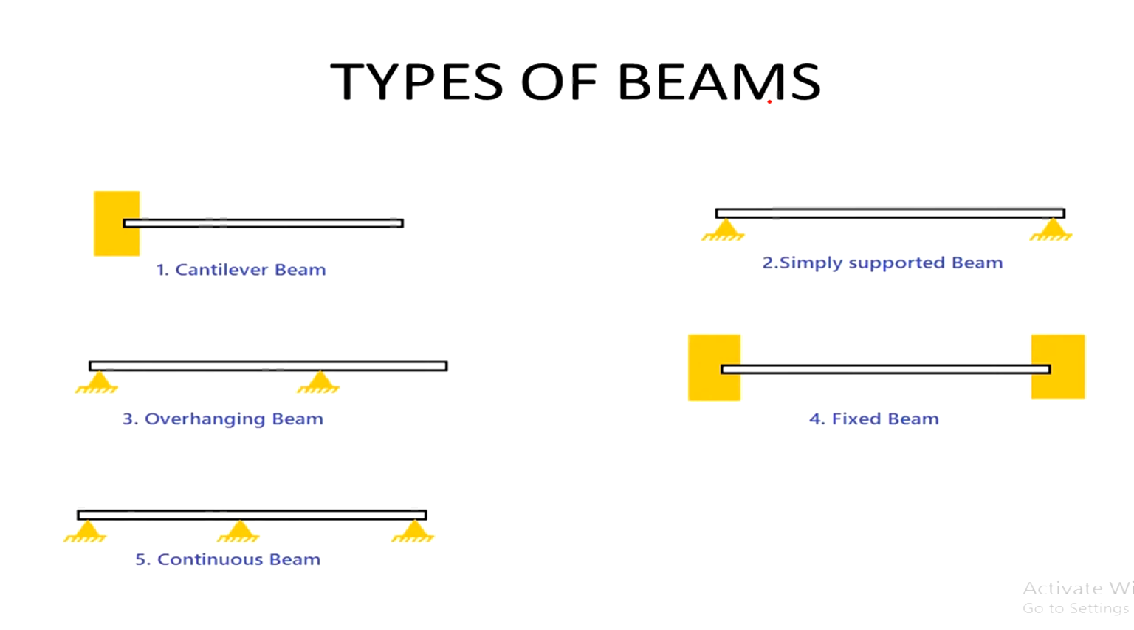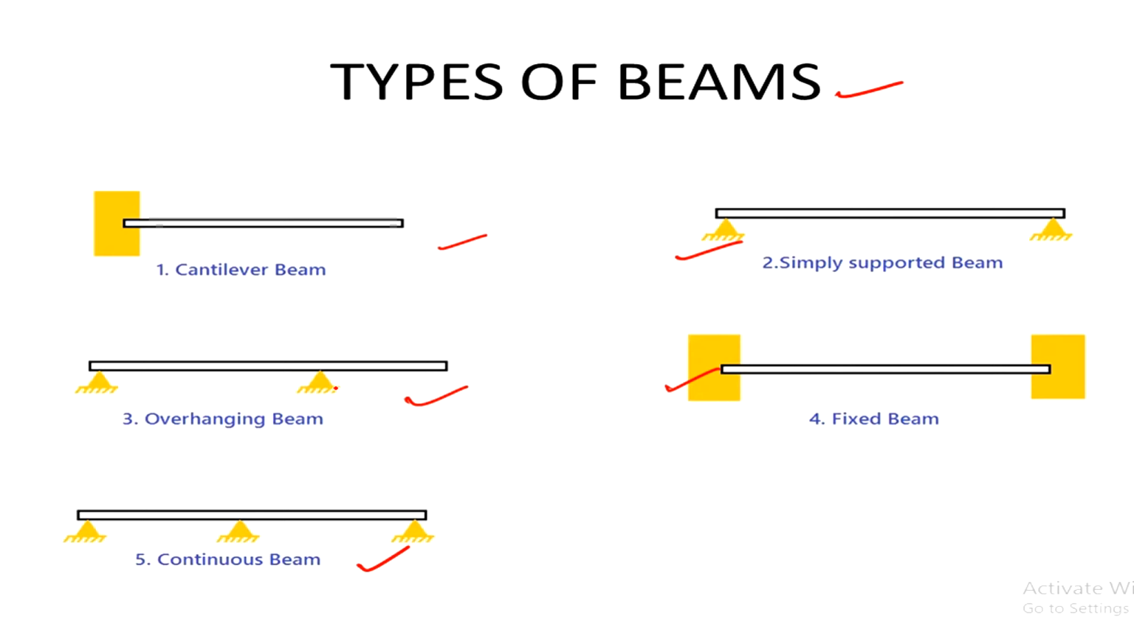The next will be the type of beams. This is the cantilever beam, this is the simply supported beam, this is the overhanging beam, this is the fixed beam, and this is the continuous beam. In this cantilever beam, one end of the beam is fixed and the other end is free. That type of beam is called a cantilever beam. In the simply supported beam, the beam rests freely on the supports at both ends.